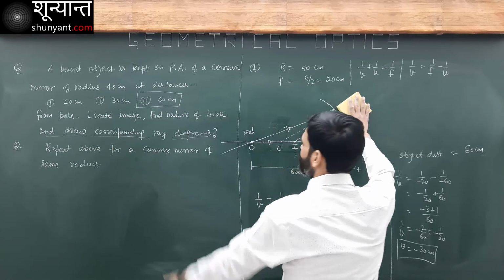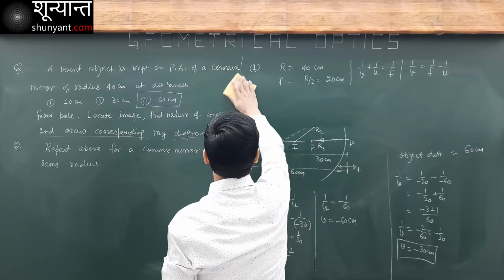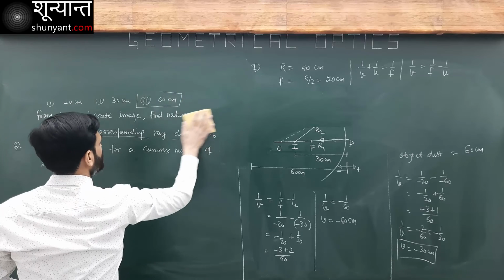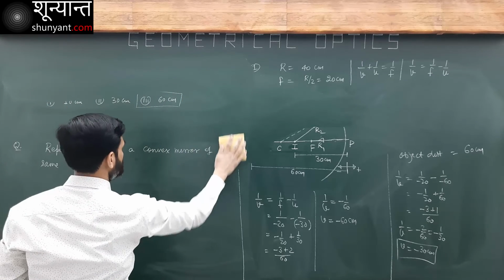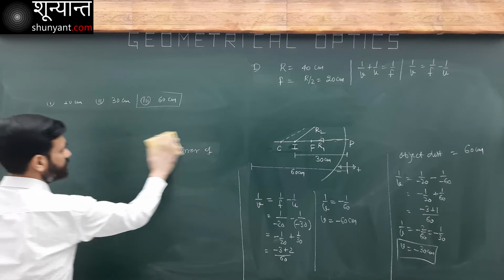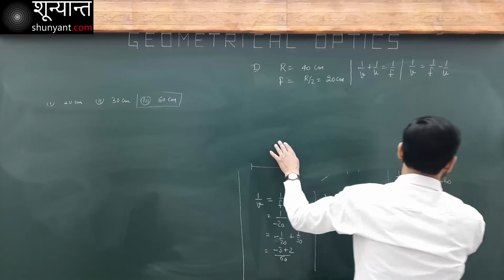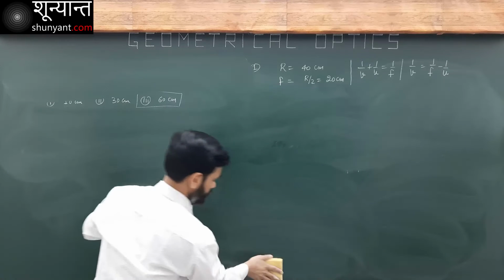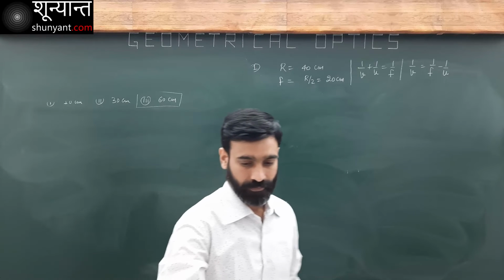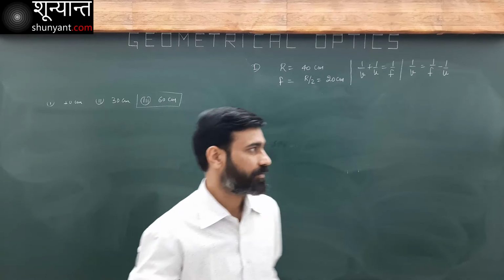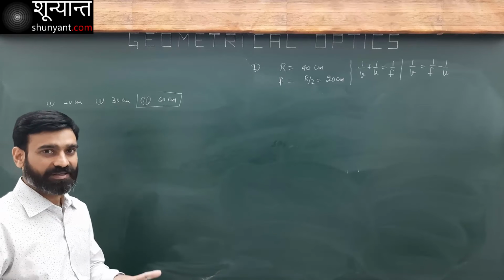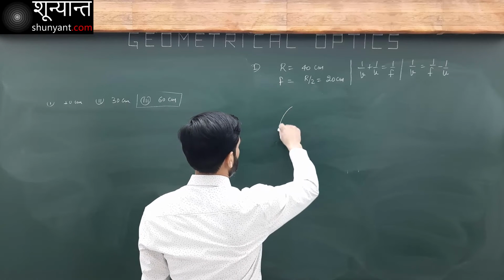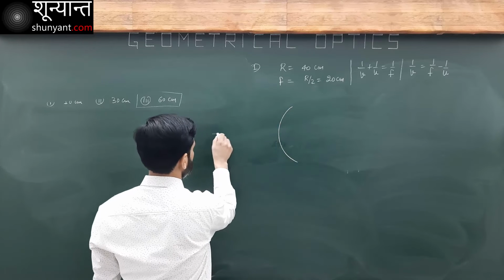Now let's do the same thing for this convex mirror. Same thing for convex mirror of same radius. Now I have a convex mirror. Let's complete this. Then next class we are going to do more problems. Now we just have to do problems, only problems. Now I have a convex mirror like this.